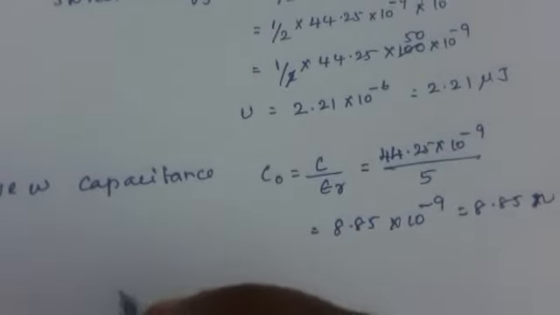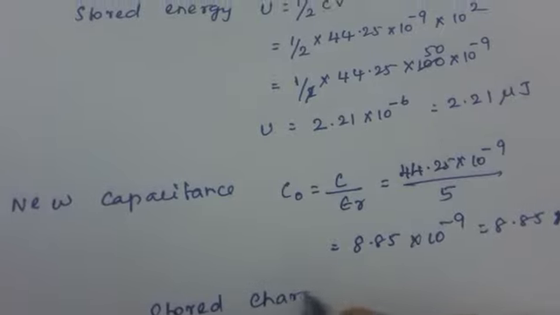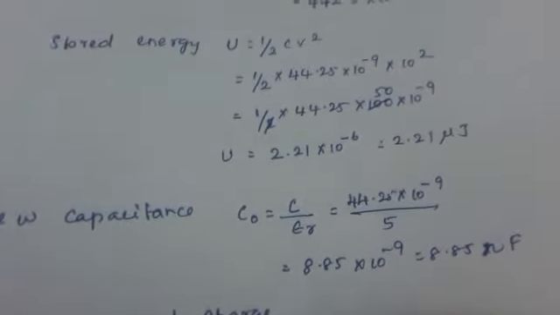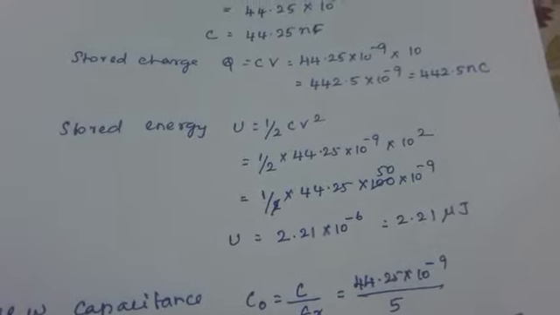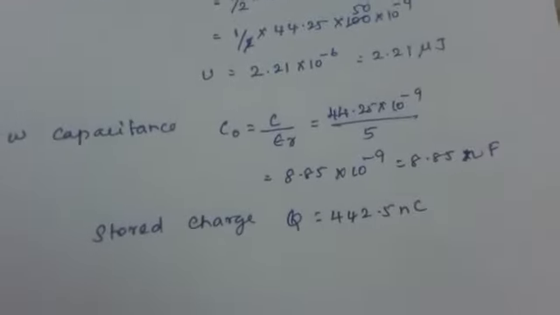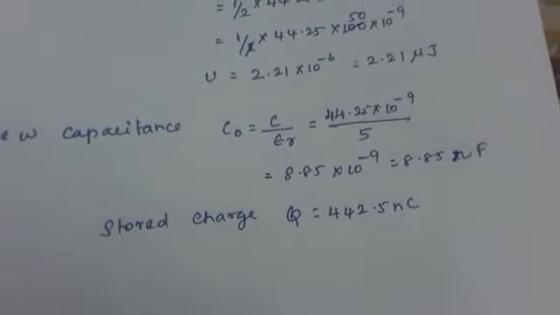The second part you have to find is the stored charge. As I told earlier, the stored charge remains the same. So what is the stored charge in the previous case? Q is equal to 442.5 nanocoulomb. That is the value here also, because the stored charge remains the same.